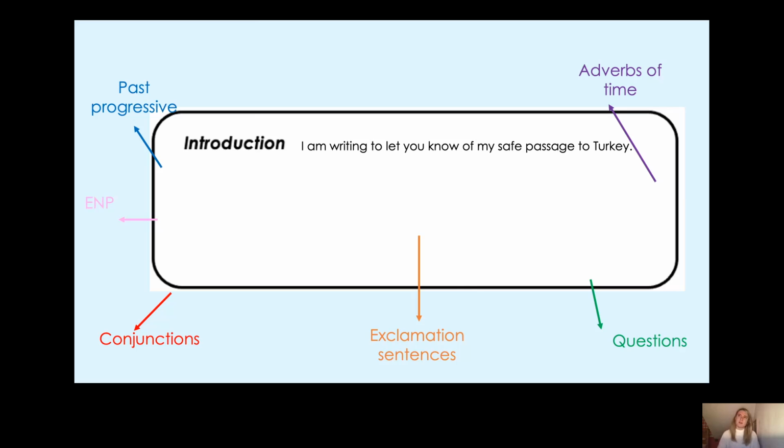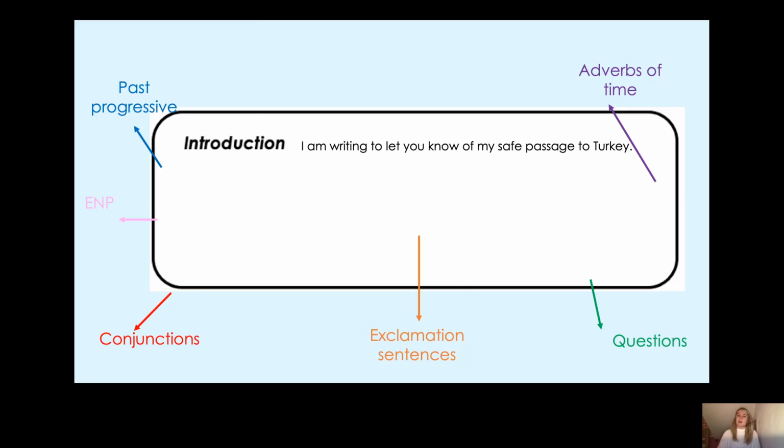Well, adverbs of time. What do adverbs of time tell us? Well, adverbs of time tell us when something happens, doesn't it? Now, in my introduction, after I've said why I'm writing the letter, I'm going to describe the journey and when I first arrived in Scutari. Not when I arrive at the hospital, but when I arrive in Scutari. So I haven't seen the hospital yet, so I'm not going to describe that just yet.